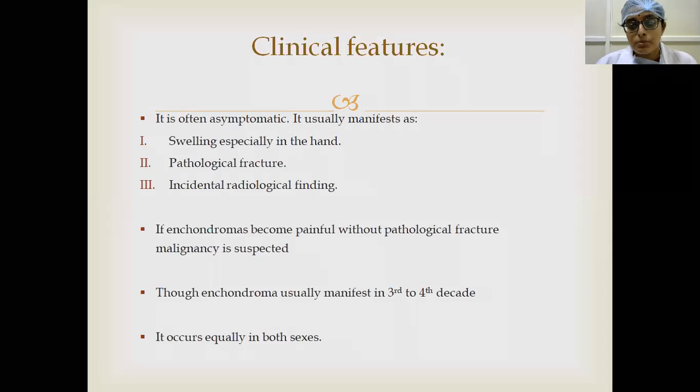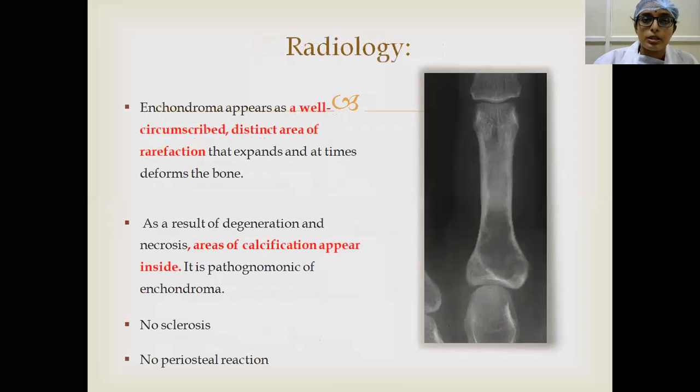So when do you suspect malignancy? There are a few points. If there is gross increase in the size of the enchondroma, or if there is any pain without pathological fracture, then malignancy is to be suspected. And coming to the radiological features, enchondroma is well circumscribed. If it is well circumscribed, what does it mean? Is it benign or malignant?